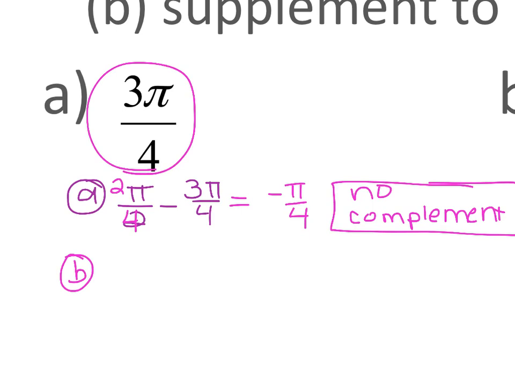B is the supplement. So the supplement is pi minus 3 pi over 4, or 4 pi over 4 minus 3 pi over 4, which is pi over 4.